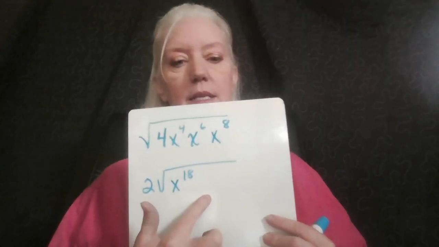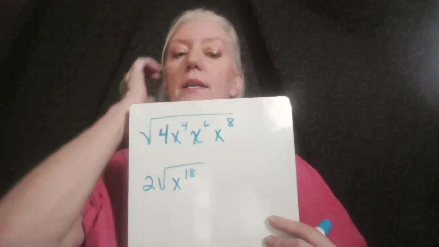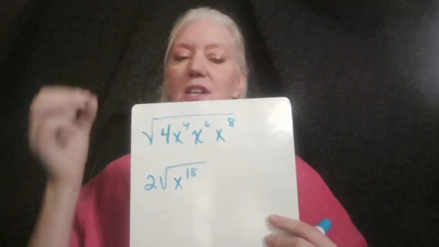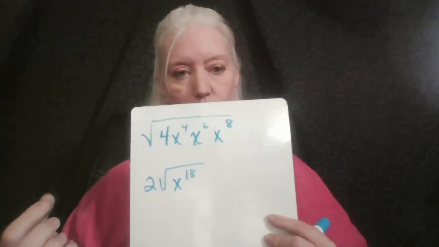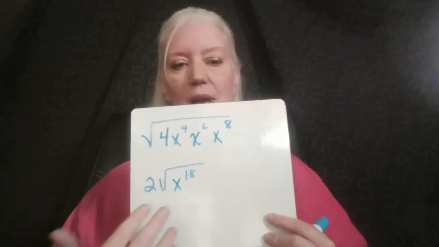Now, 18 has a 9 in it. So what you're trying to do here is you actually divide this by 2. I know that seems weird because division by 2 is not what a radical sign means, but I want you to think about your powers of exponents. X to the 18 means 18 x's, okay?